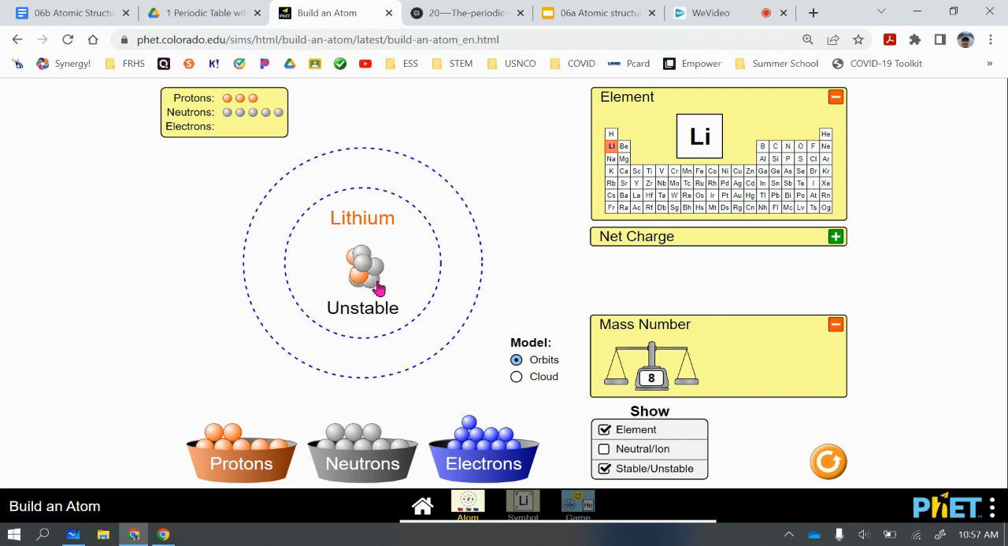What happens if I add another neutron? Now this becomes unstable. And if this formed in nature through a nuclear process, it would decay or go through some nuclear change until it was stable. So you can see that, as we look at these different elements, there can be different versions or different isotopes that have different numbers of neutrons in the nucleus.